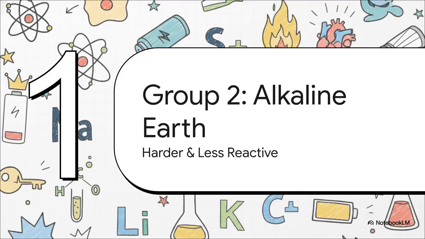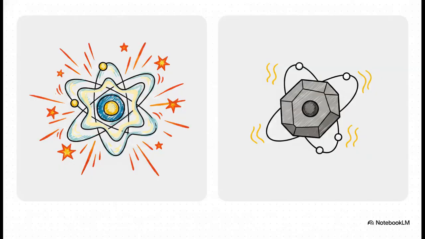Section 3. Group 2. Alkaline earth metals. Okay, let's look at these two side by side. Group 1 alkali metals have that 1 valence electron and a +1 oxidation state. But Group 2 alkaline earth metals, they have 2. Because Group 2 has 2 electrons contributing to their metallic bonds, they are fundamentally harder, they have higher melting points, and they're slightly less reactive than their Group 1 neighbors. So they're a bit more stable, but still highly, highly active.